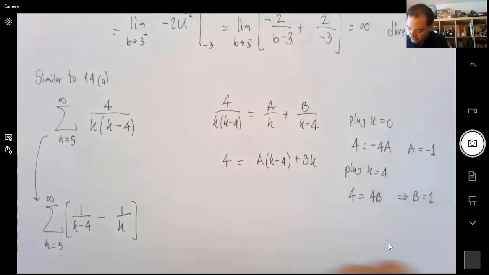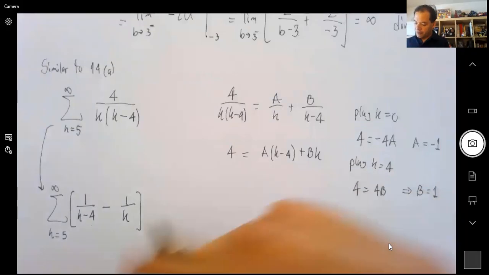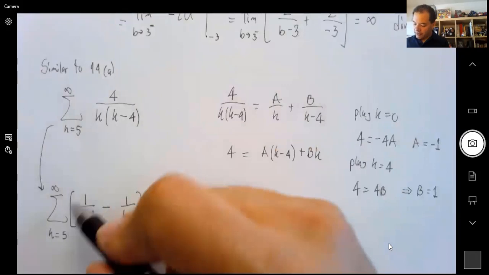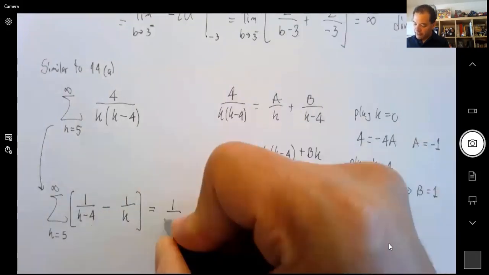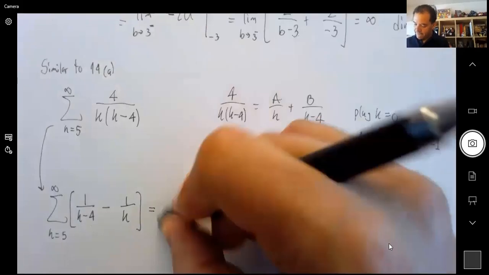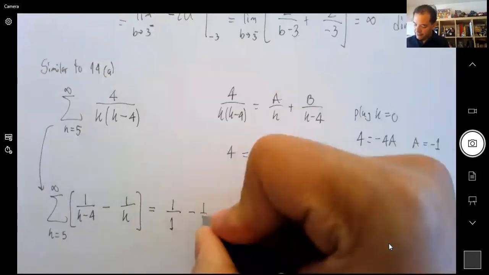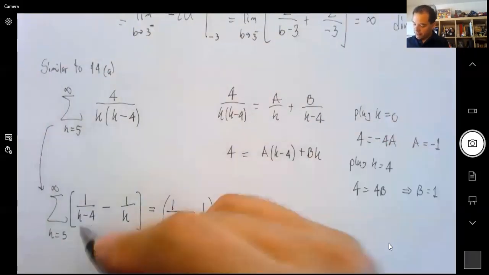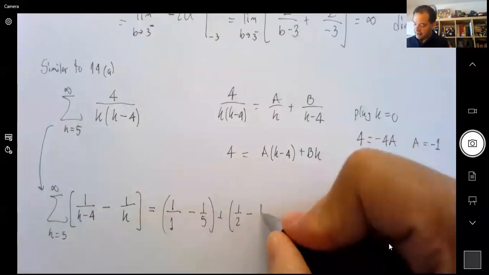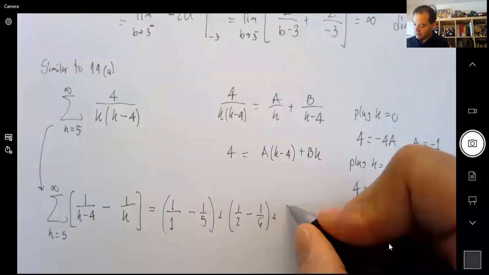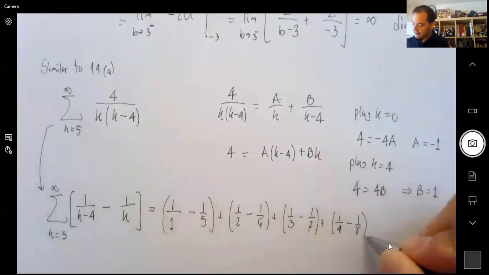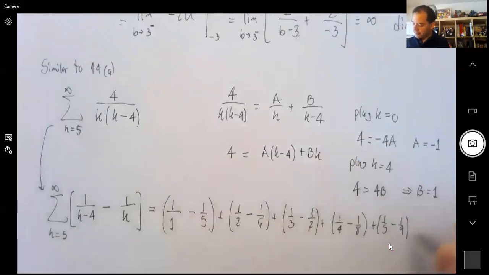So if you do it all the way to, so let's start writing a few of the terms. You plug 5. What do you get? You get 1 over 5 minus 4. So that's 1 minus 1/5. Then you plug 6. So it will be 1 over 6 minus 4 minus 1/6. Then you plug 7. So it will be 1/3 minus 1/7. Then 1/4 minus 1/8. Then 1/5 minus 1/9. Then 1/6 minus 1/10, etc.